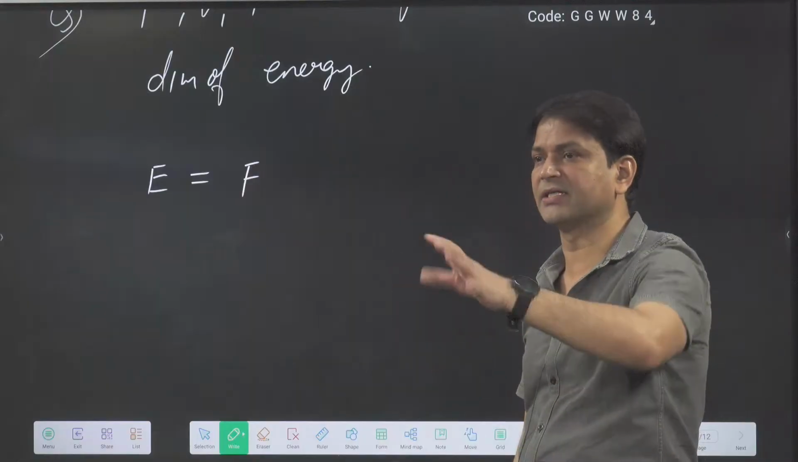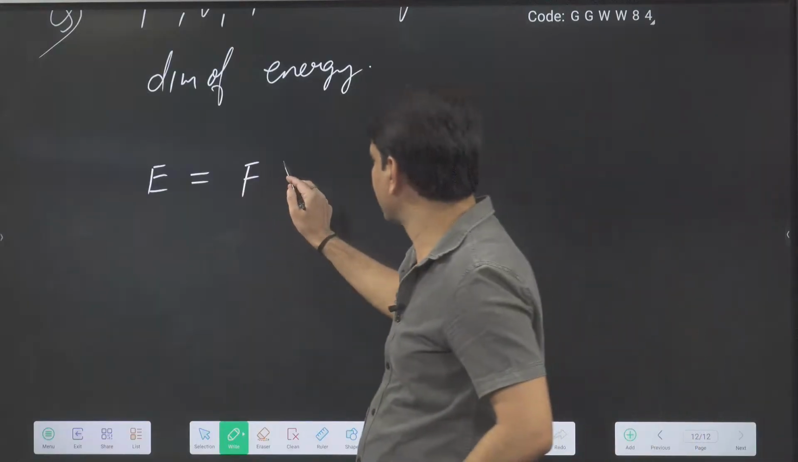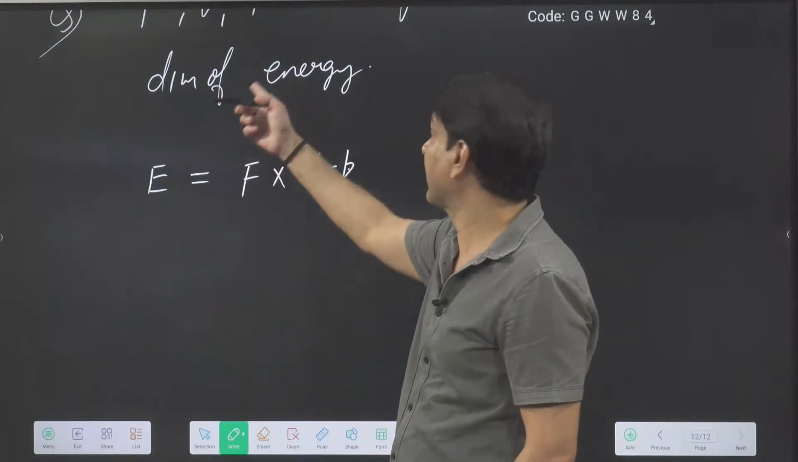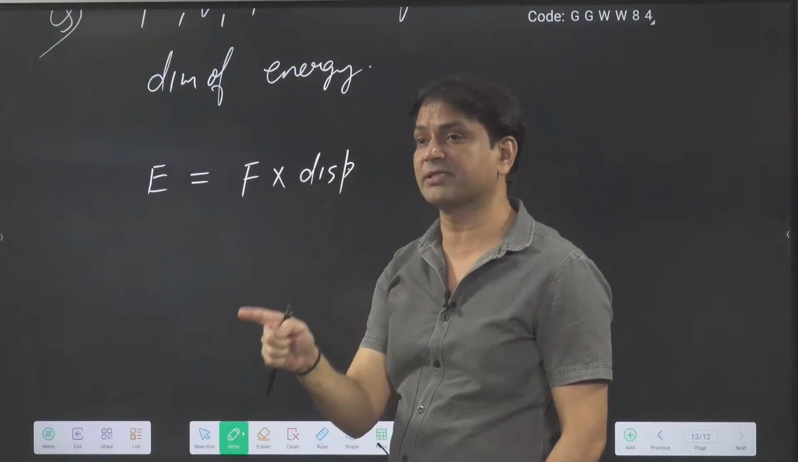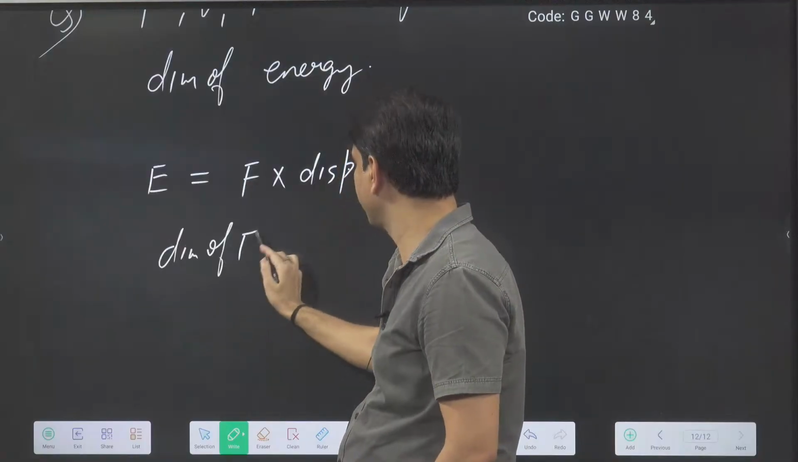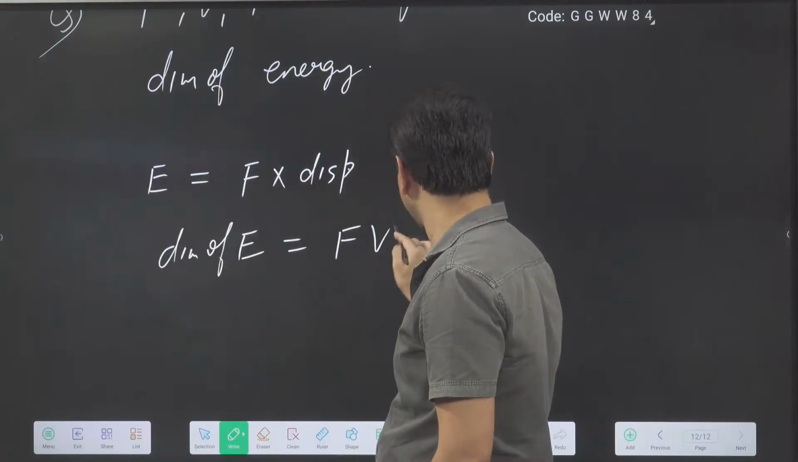So dimensionally energy and work are the same. So force into displacement. Displacement, what can I write? The next fundamentals I see are velocity and time. So displacement is velocity into time. So the dimension of energy, what did I get? Dimension of E is equal to FVT.